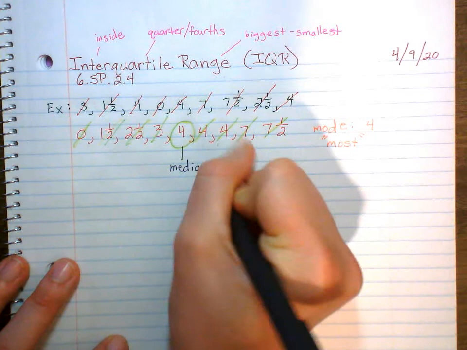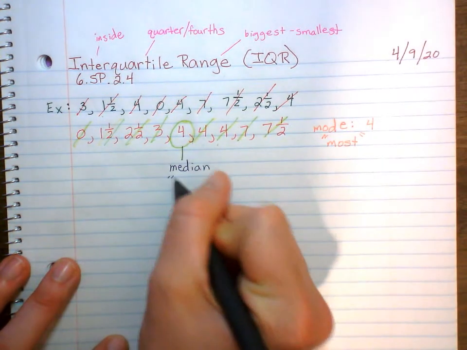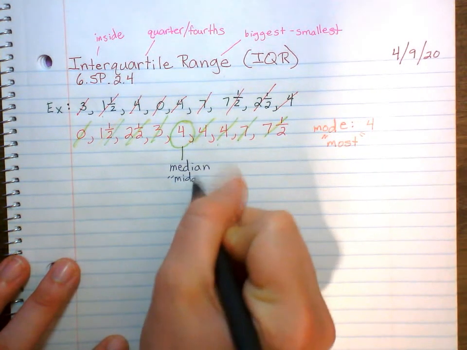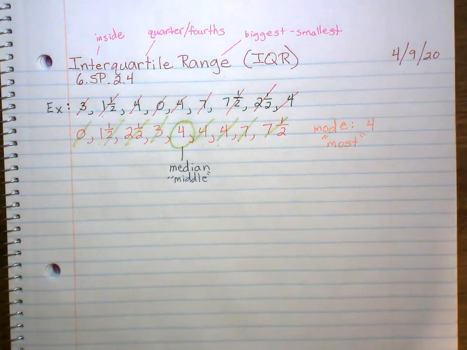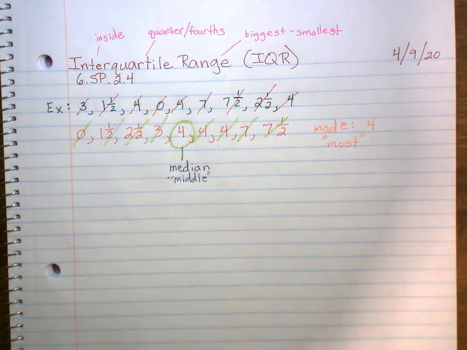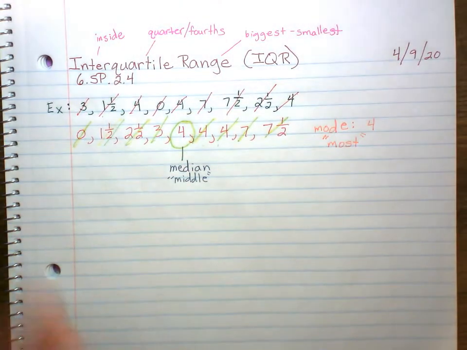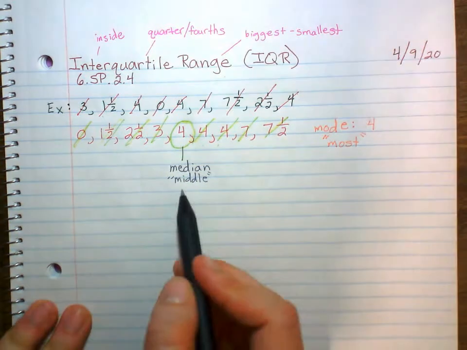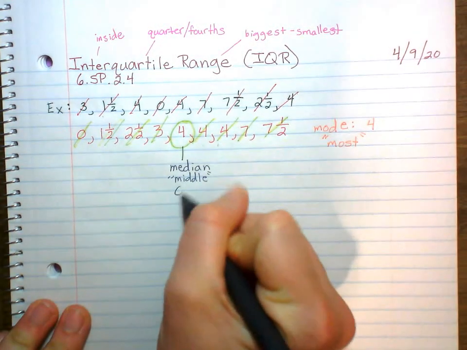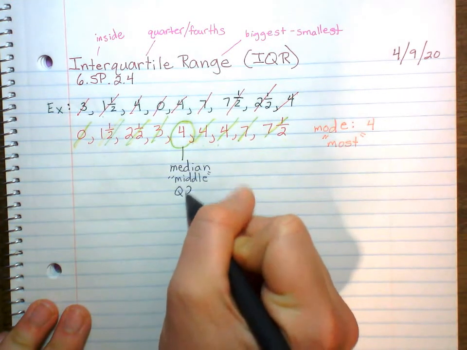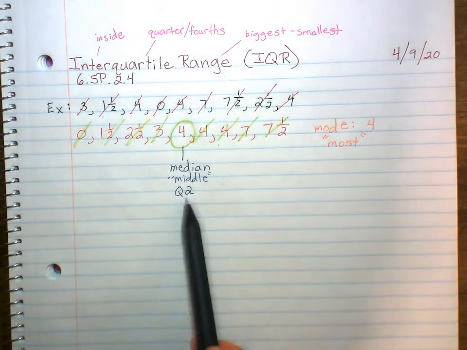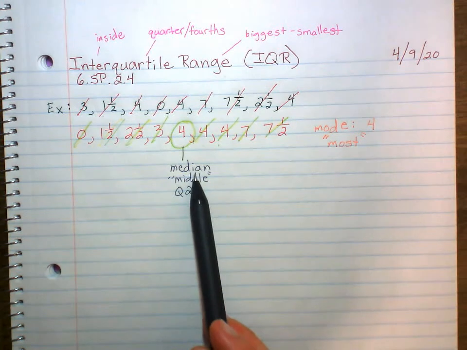Median. Okay, median. It's our middle. Just think about it. What is half of $1? 50 cents. Half of $1 is 50 cents. So 2 quarters is 50 cents. So this is quartile, quarters, quartile 2. Quartile 2 is another name for median.